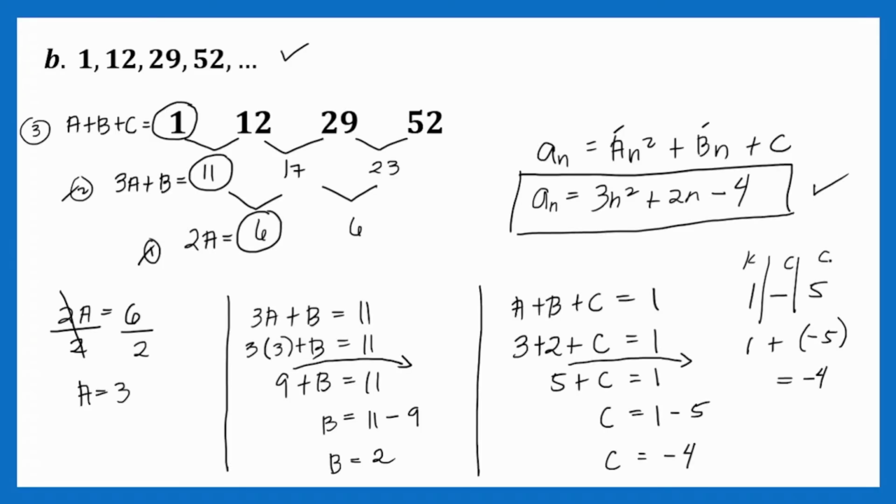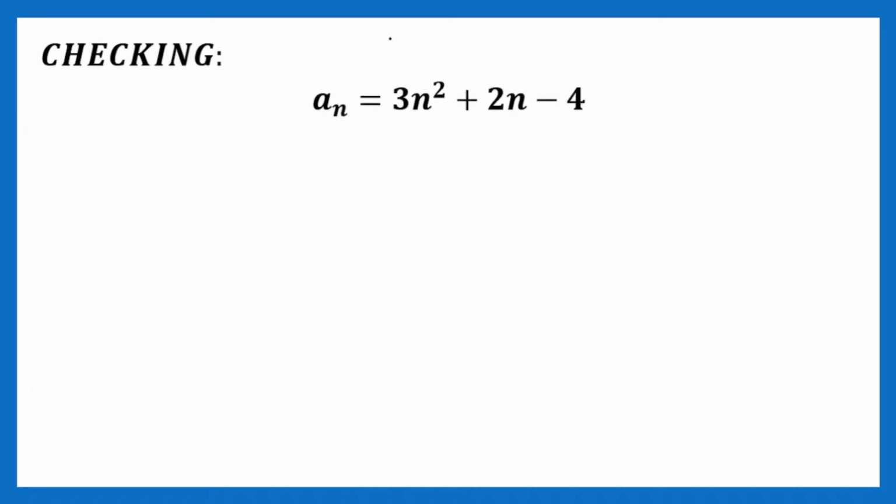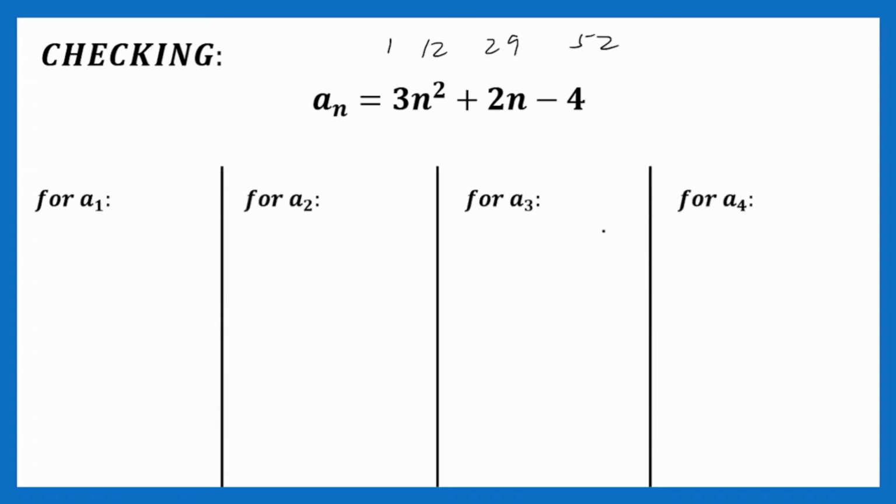Alright. So, let's check. Kung doon tayo sasaya, check natin. 1, 12, 29, 52, dapat lalabas yon. Right, so solve for a sub 1, a sub 2, a sub 3, a sub 4. Kapag a sub 1, palitan ng 1, a sub 2, palitan ng 2, a sub 3, palitan ng 3, a sub 4, palitan ng 4. So let's work on a sub 1 muna. A sub 1, palitan natin lahat ng n ng 1. Ayan, naging ganito ang itsura.